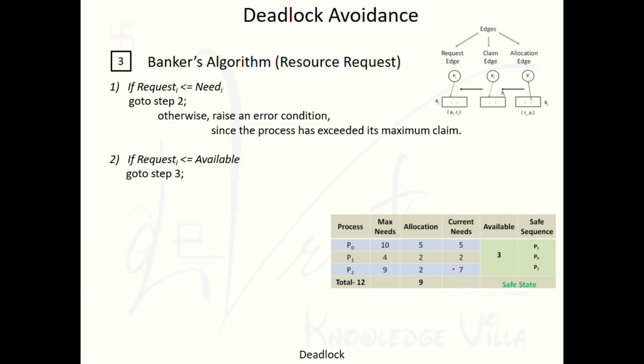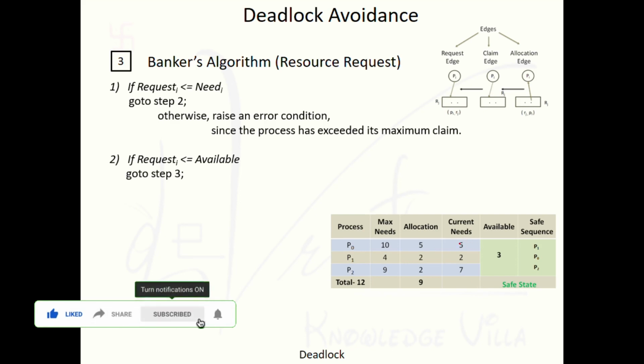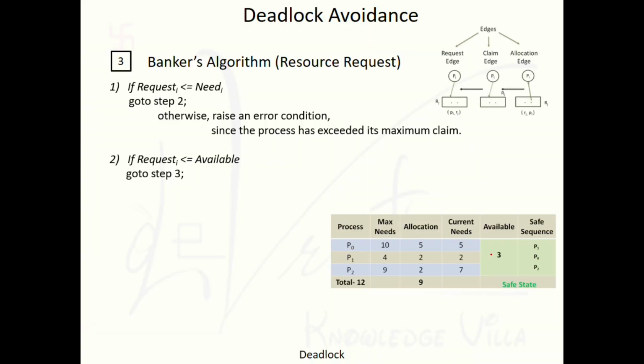If you look at request less than or equal to available, P0 requires 5 resources. Suppose P0 puts a request for 5 resources. Is it possible to fulfill? No, because only 3 resources are available. So P0 has to request a maximum of 3. P0 cannot request more than 3. What happens if it requests more than 3? Otherwise Pi must wait since the resources are not available.